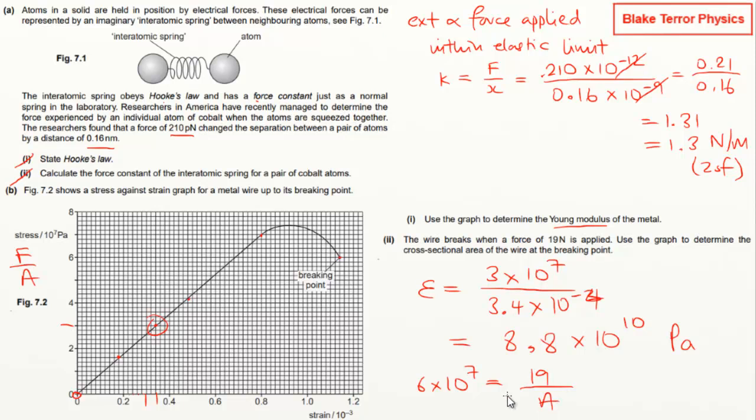So if we do 19 divided by this, well, actually, we can see that is going to be 3 1/6. So that is going to lead to A is 3.16 recurring, so 3.2. And then we're going to have 10 to the minus 7 on this because we're dividing by that 10 to the 7. And that is meters squared.